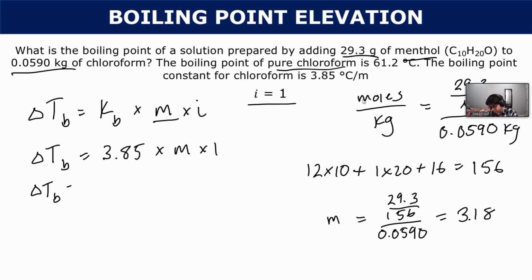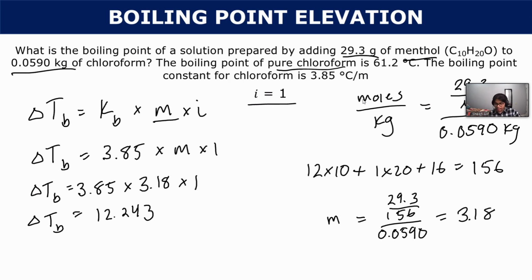We don't know ΔTb yet, but we know that the Kb is 3.85, and the molality we just determined was 3.18, times i of 1. So our change in the boiling point is going to be 3.85 times 3.18. And that's going to be 12.243. And remember, what this number signifies is the change in temperature. So we know that the boiling point is going to elevate, meaning if the previous boiling point was 61.2, we would need to add 12.243 to get the true boiling point now.